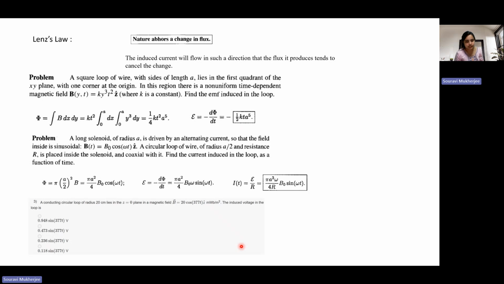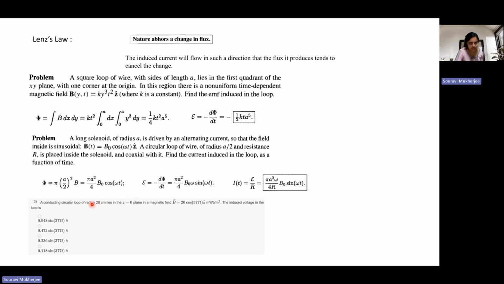One such question in last year's assignment was something like this, where you have a conducting circular loop of some given radius, which was in the XY plane, and the magnetic field was specified. The magnetic field, as you can see, is again a function of time, similar to what you have here. It's a cosine function, changing with time. Now, what is the induced voltage in the loop? This is similar to what we have seen before, like the last question.